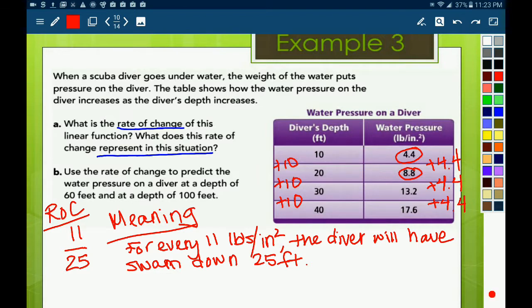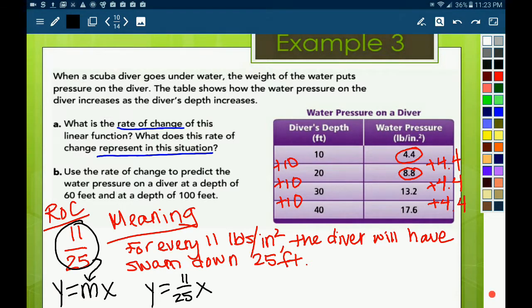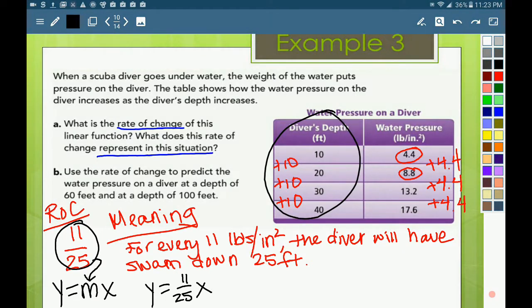Part B says, use the rate of change to predict the water pressure on a diver at a depth of 60 feet and a depth of 100 feet. So what I want to do here is take my rate of change, the equation that we've learned in order to figure out things like this is y equals mx, where rate of change just gets substituted in for the m. So our equation is y equals 11/25 x. Okay, well, here are all the x's. They're saying 60 feet and 100 feet. Well, those are x values. Those are inputs. So I'm just going to substitute those two numbers in for x.